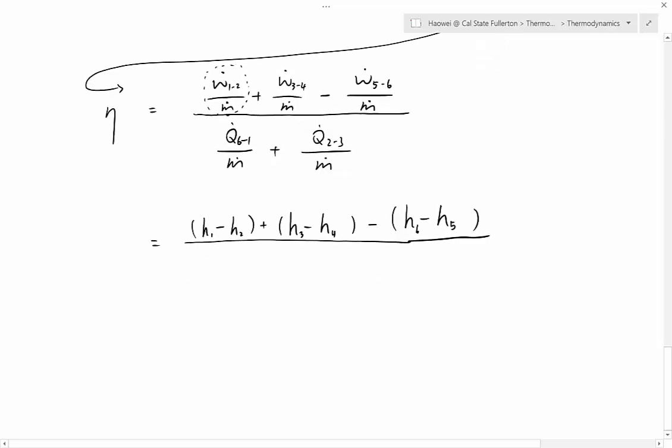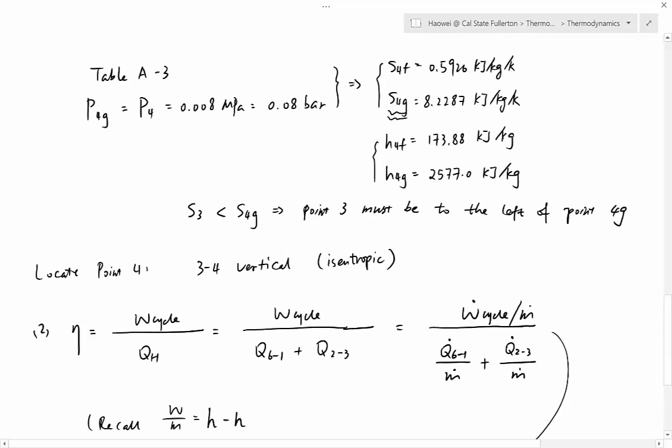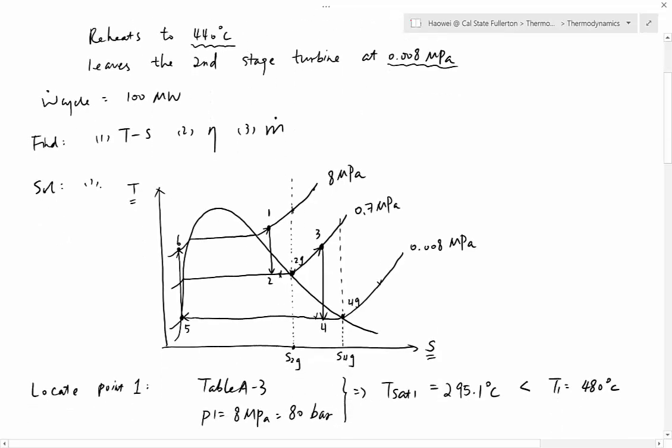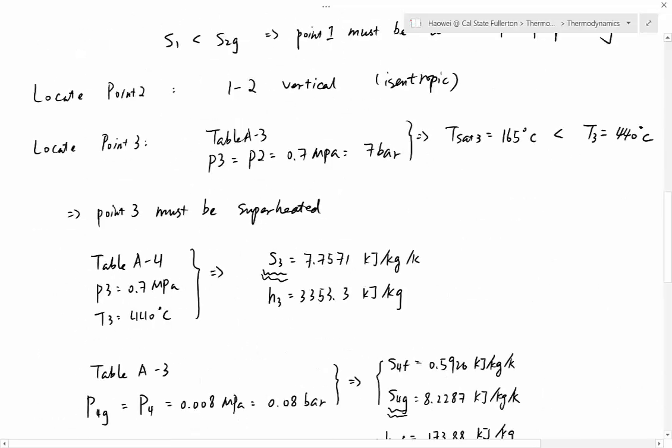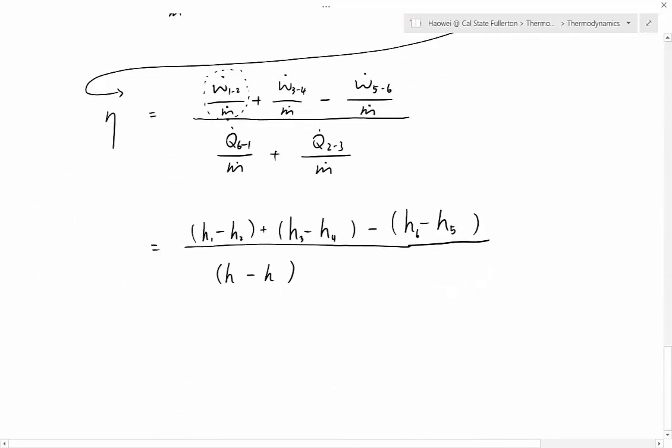Okay, so now we're done with the numerator. Let's move on to the denominator. Okay, heat transfer 6 to 1. Again, same format, enthalpy minus enthalpy. Which one minus which one? 6 to 1, which one is bigger? 6 to 1, let's take a look at the diagram, is the boiler. In the boiler, you gain heat, so you must have more energy at the end. So H1 must be bigger than H6. So we use H1 minus H6.